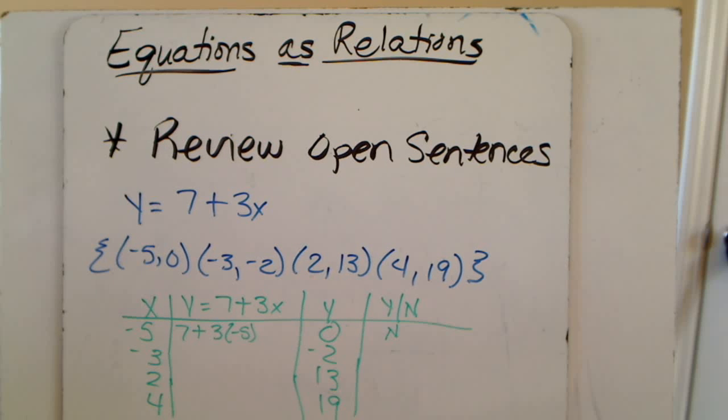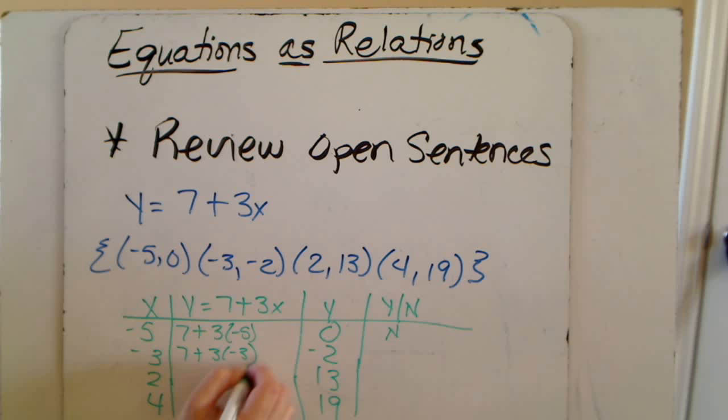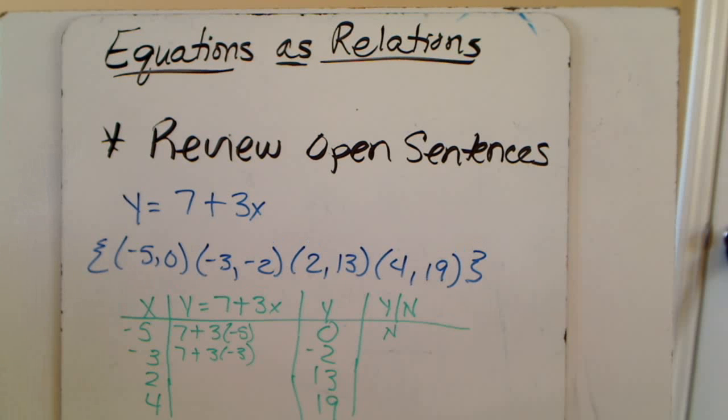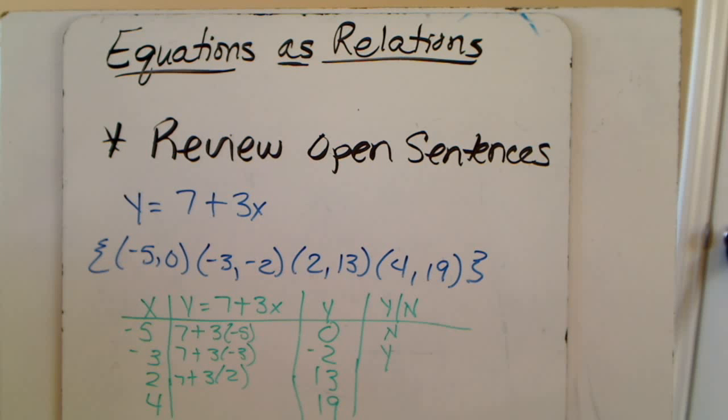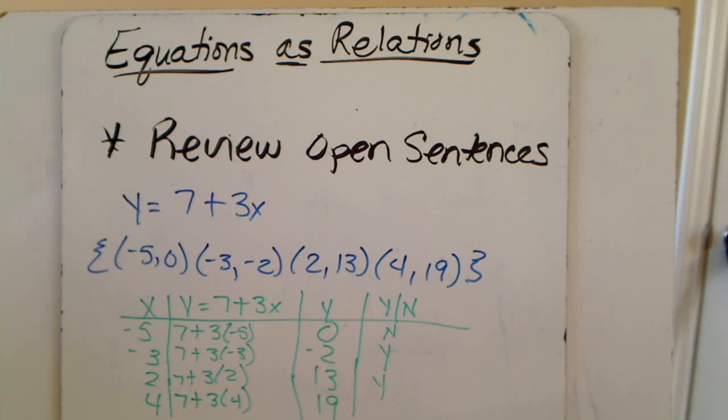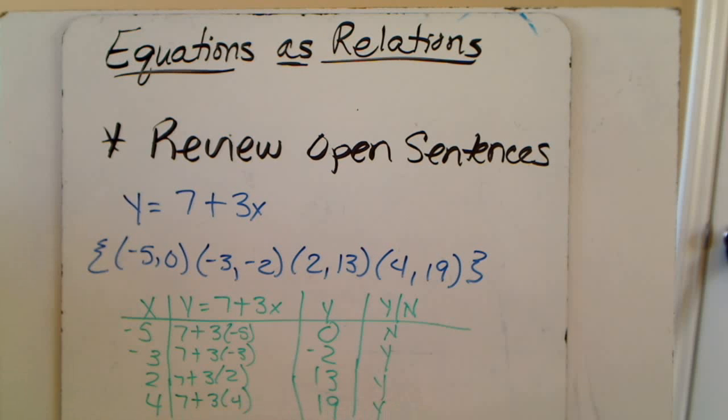So then you do the rest, continuing on. 7 plus 3 times -3. That's -9 plus 7, which does give me -2, so it's a yes. 7 plus 3 times 2: 6 plus 7 is 13. So it's a yes. 7 plus 3 times 4, so that's 7 plus 12 is 19, so that one is also a yes.